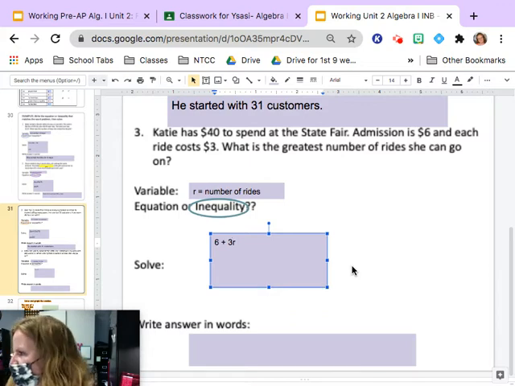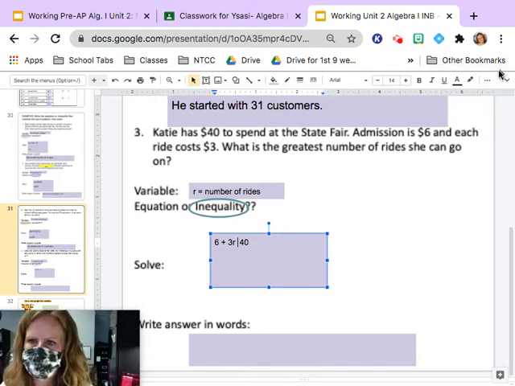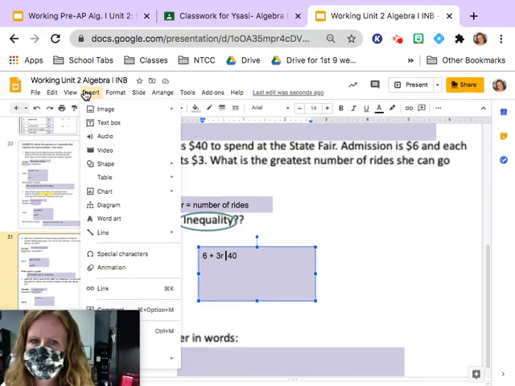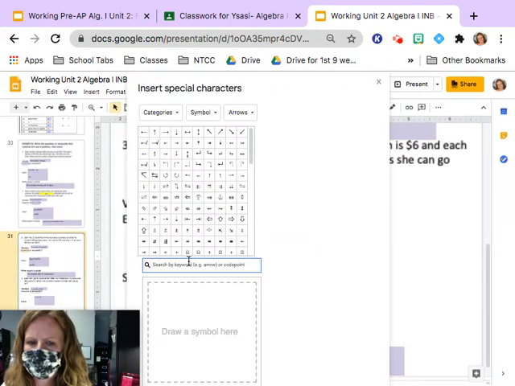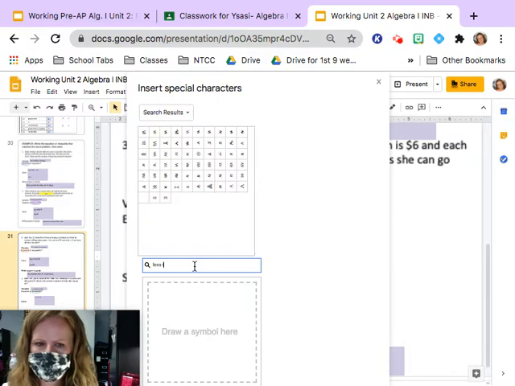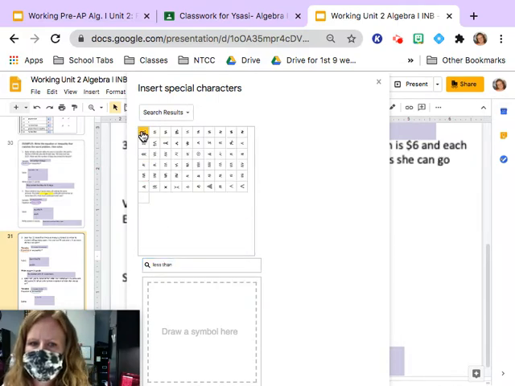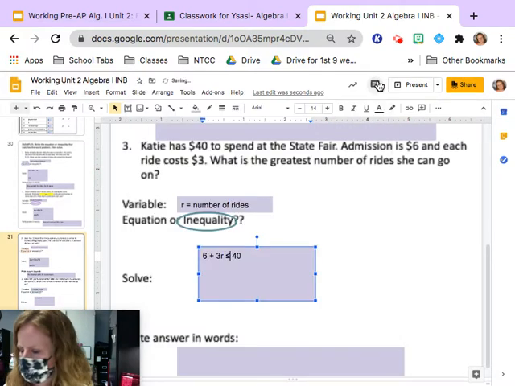She only has $40 to spend. So is it going to be less than, greater than, less than or equal to, or greater than or equal to 40? Less than or equal to. So remember how we got that symbol? Go to Insert, Special Characters, and then search less than. Click on it, and then it'll insert it in.